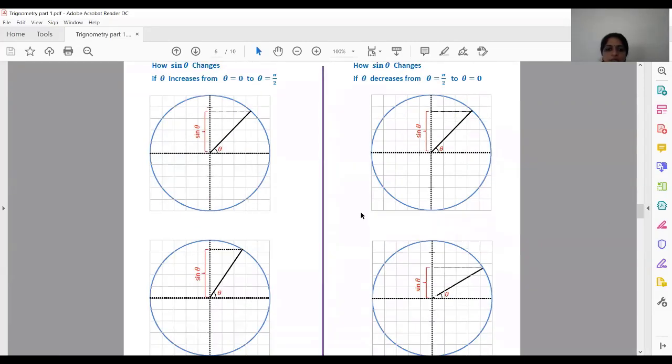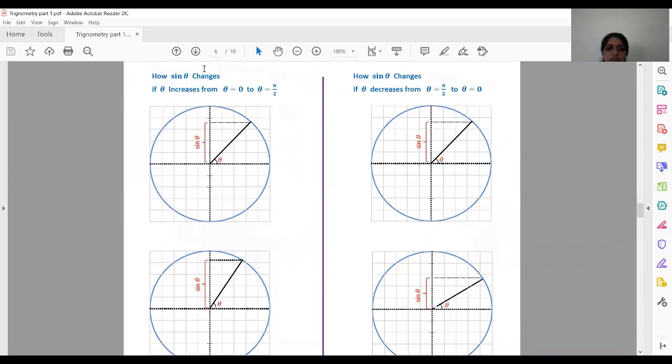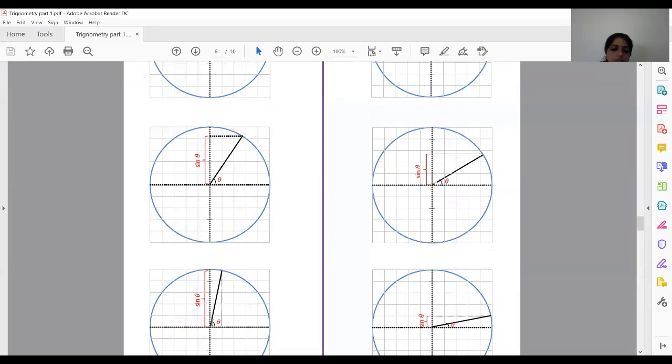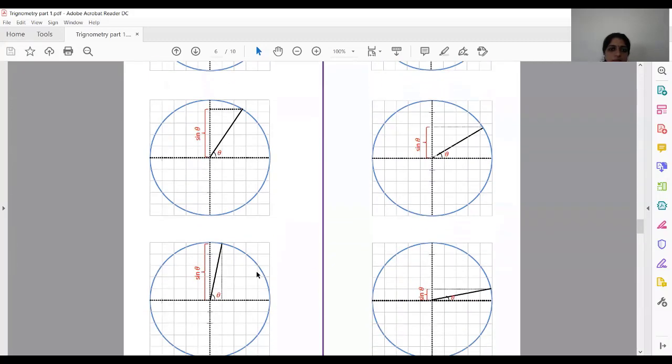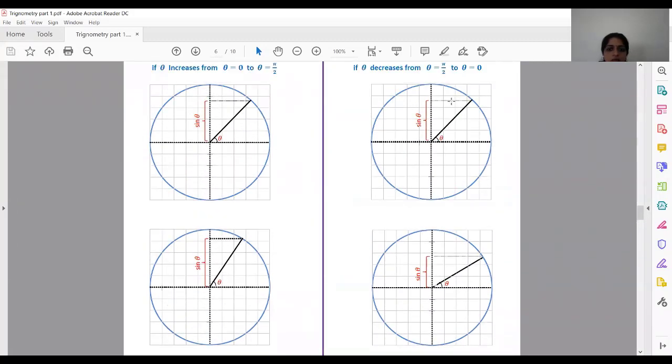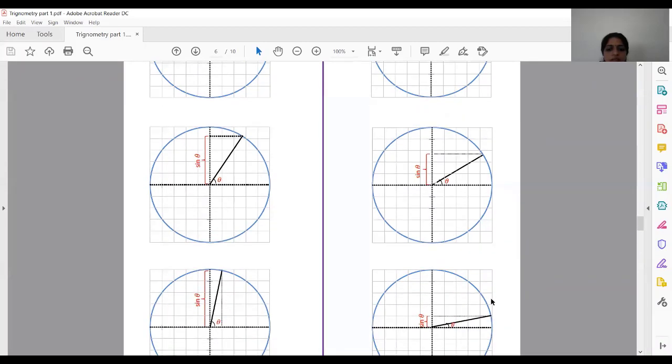Now, similarly for the sine. How does sine theta change if theta increases and how does sine theta change if theta decreases. Here we are talking about only the first quadrant. So let's check for the first quadrant if theta is increasing. This theta is nearly 45. This is more than 45 and this one is near to 90. So as theta is increasing, the value of sine theta is also increasing. And as theta is decreasing, the value of sine theta is decreasing.